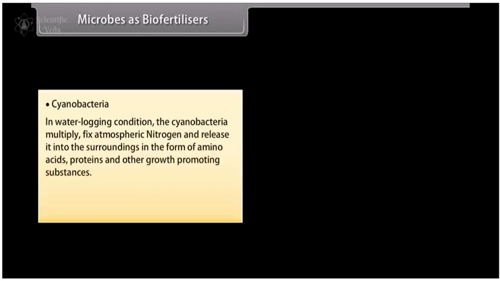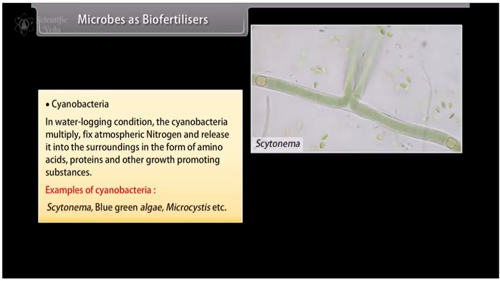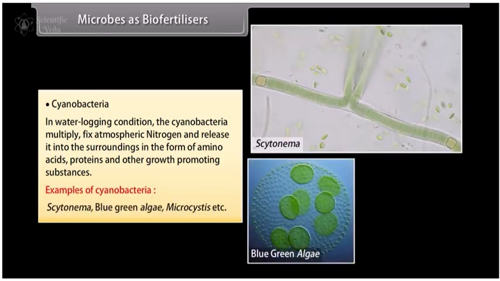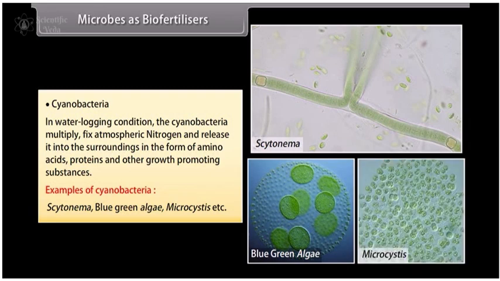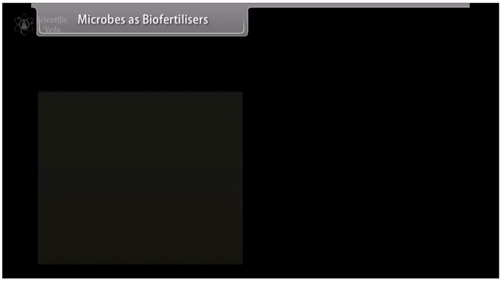Cyanobacteria. In waterlogging conditions, the cyanobacteria multiply, fix atmospheric nitrogen and release it into the surroundings in the form of amino acids, proteins and other growth promoting substances. Examples of cyanobacteria: Cytonema, blue-green algae, Microcystis, etc.